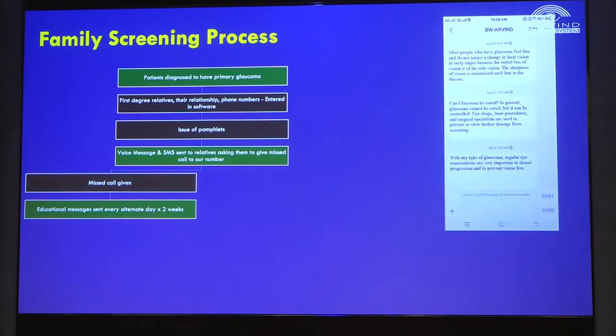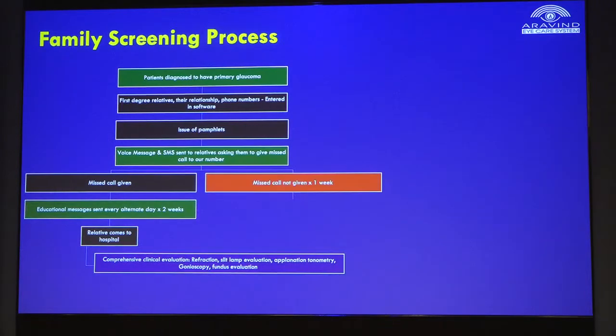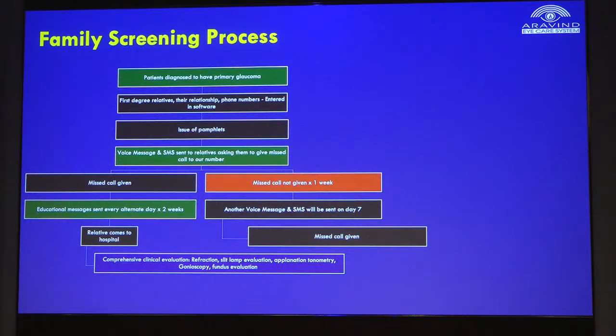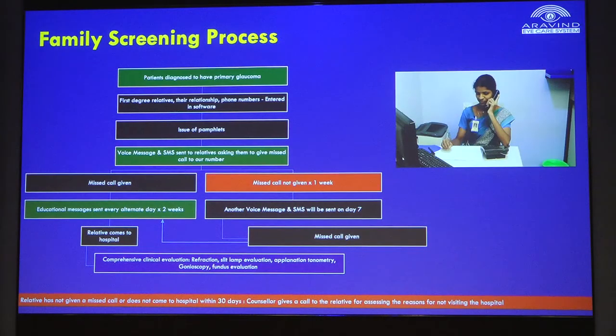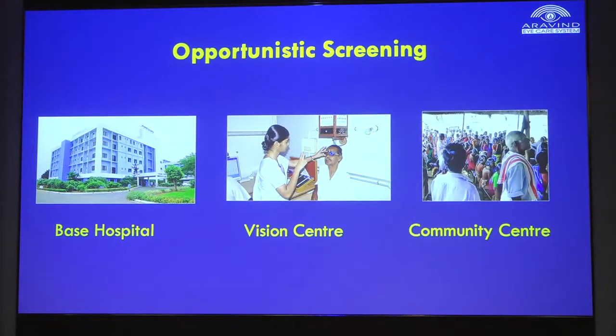So this is the message which goes to them. And then we track them, we give missed calls, and this is like getting a consent for them to send messages about glaucoma, and then we get them for examination. And this has significantly increased the way at least we touch the family members.